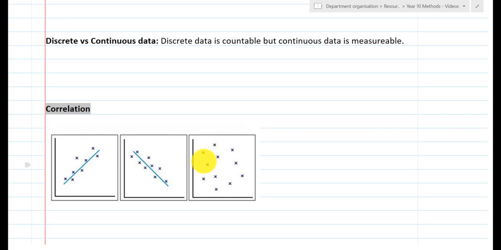In the next video, we'll talk about regression analysis, and regression analysis actually provides us a measure of the strength of the correlation, and we can use that as evidence.